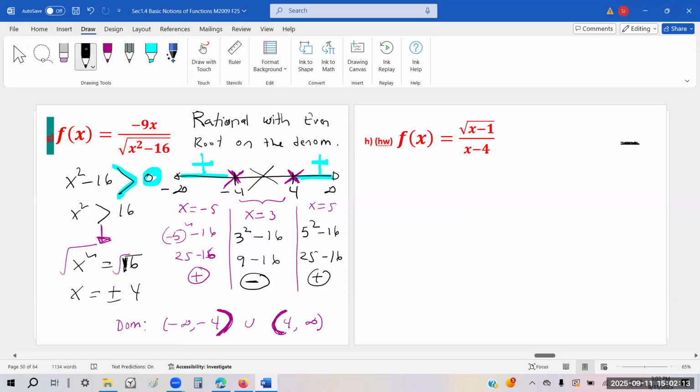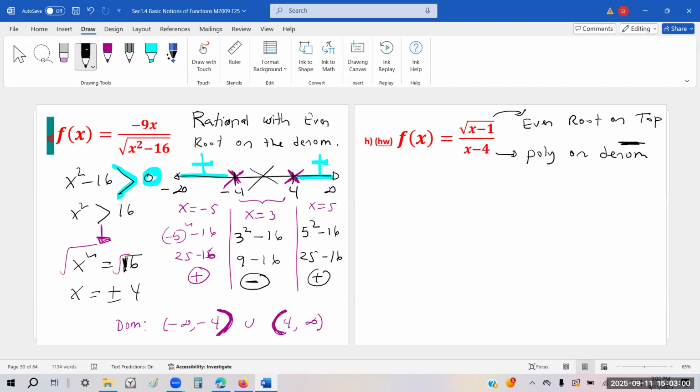And now we have the last type. Even root on top means on the numerator. And we have polynomial on the denominator. So you have two problems because we have two types of function together. How do you solve even root problem? Greater than 0. Can it be 0?